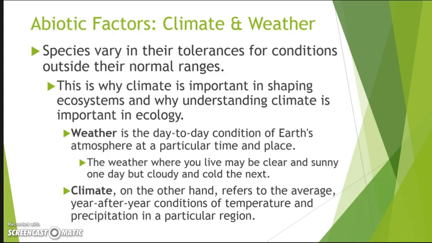And then next is climate. Climate, on the other hand, refers to the average year-to-year conditions of temperature and precipitation in a particular region. So the way that I like to think about it is that climate is what you'd expect for an area. You might expect, if you're in Pueblo in the summer, to get 90, 100 degree days. That would be the climate. That's what you're expecting. But weather, on the other hand, is what you get. So there are those days that are 60, 70 degrees in the summer. So weather's what you get. Climate's what you expect.